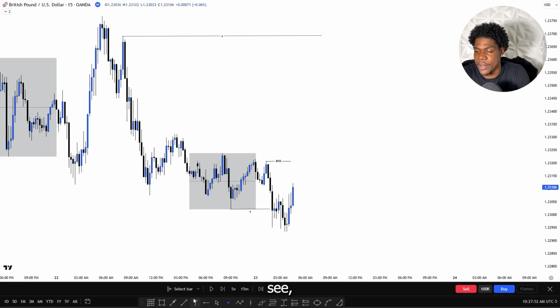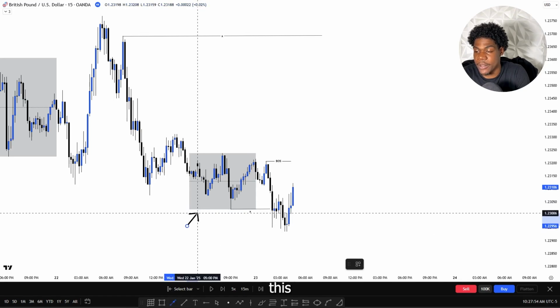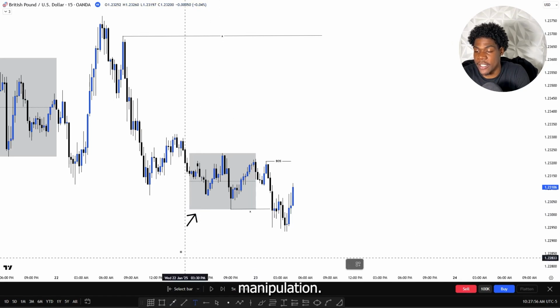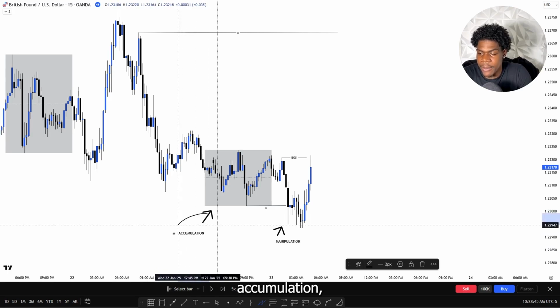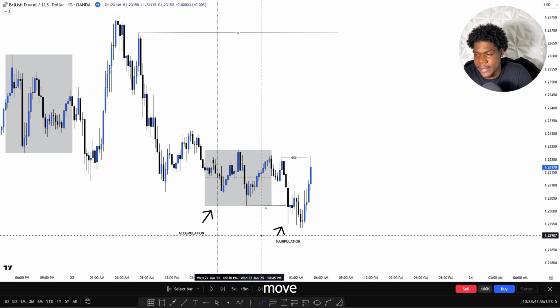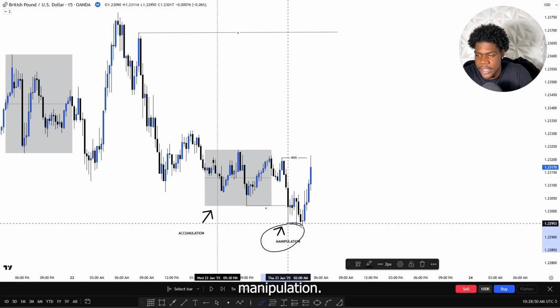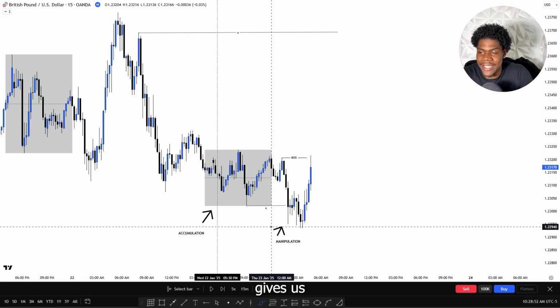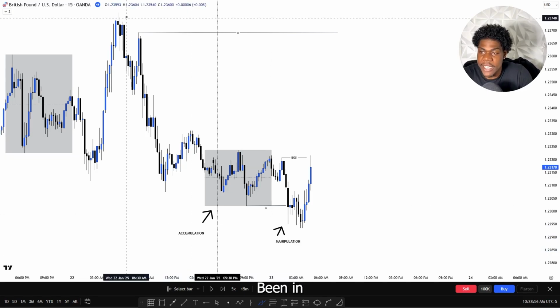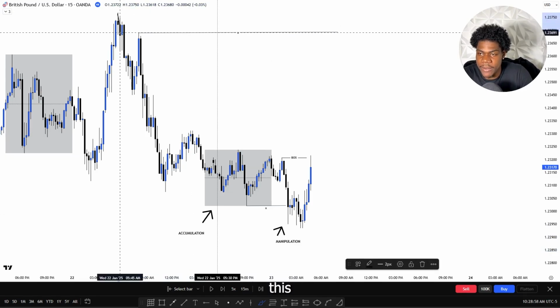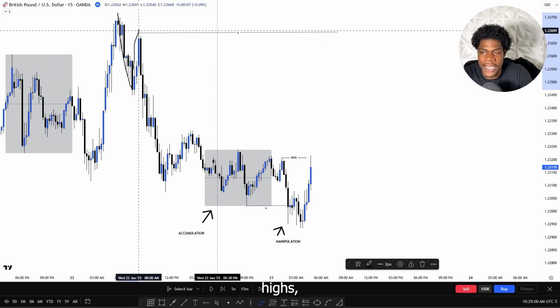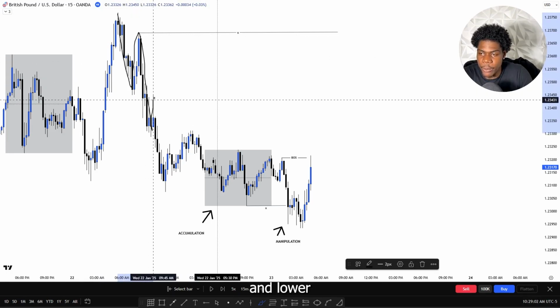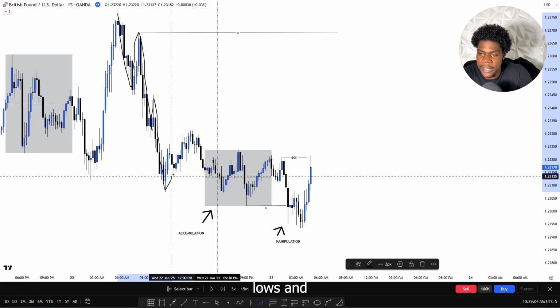So as you can see, during the Asian session, you can just label this Asian session manipulation. Just like we stated, after our accumulation, what is our next step? Our London session manipulation. So this right here, just like I stated, gives us our directional bias. Price has been in this downtrend, giving us lower lows and lower highs, lower lows and lower highs.